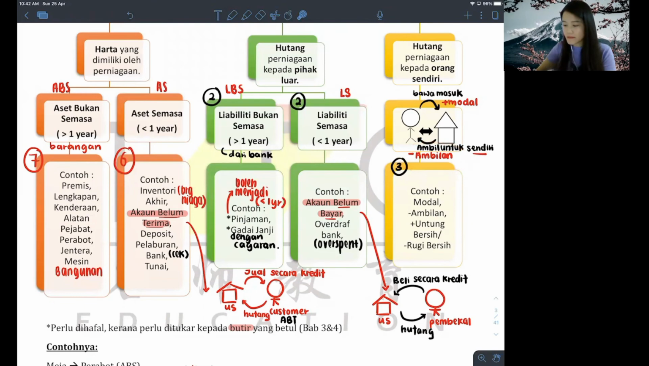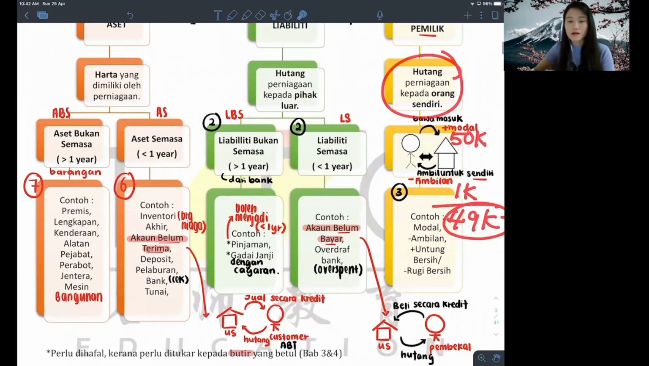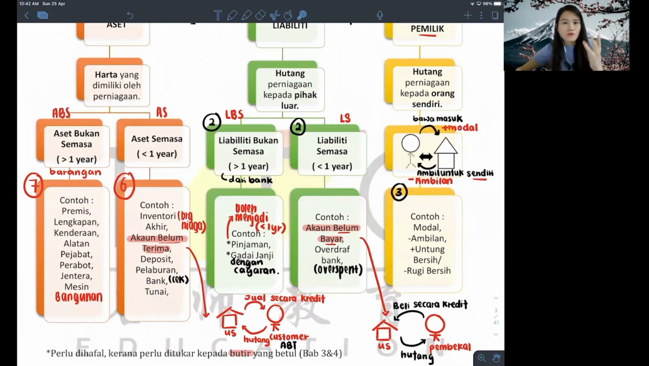If initially my pemilik have brought in a 50,000, and he decided to take 1,000 away, what happens here? Isn't it the remainder are 49,000? So this 49,000 is what we call as hutang kepada orang sendiri. When he bring in, I start to berhutang. But when he decided to take out, hutang kepada pemilik akan berkurang loh. So that is the amount that I have to return back to him by the time he wants to close the shop. That is your EP.